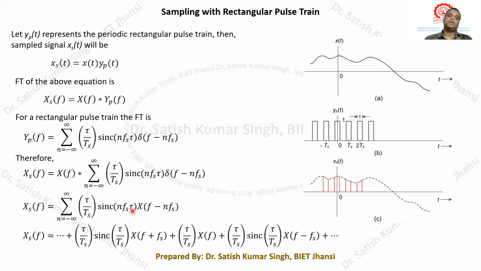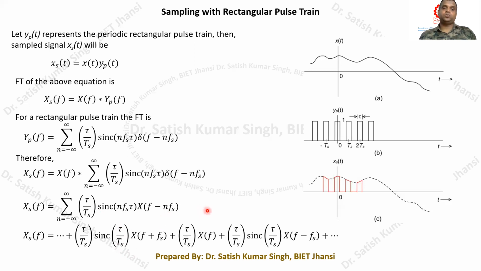If you expand this summation, which is an infinite series, we can have an infinite number of terms. I'm just writing these three terms corresponding to n equals -1, n equals 0, and n equals +1. Here you can see this portion is tau upon Ts times a sinc function. We are substituting n equals -1. You will find that the sinc function is an even function, you can try to plot it. You will get sinc of tau upon Ts, X(f plus fs), substituting n equals -1.